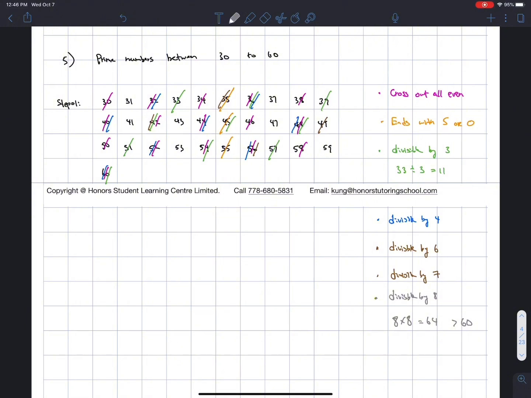So I want to point out to you, the one that really matters is 2, right? Cross out all the even numbers because they're divisible by 2.